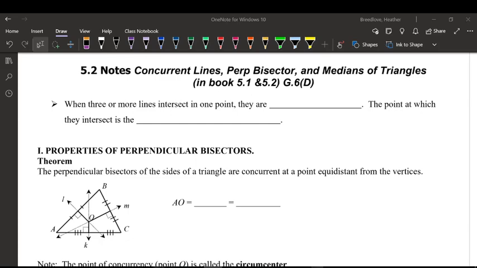So this one is concurrent lines, perpendicular bisectors, and medians of triangles. There's a lot of vocabulary today. In fact, that's probably the gist of this lesson: vocabulary.